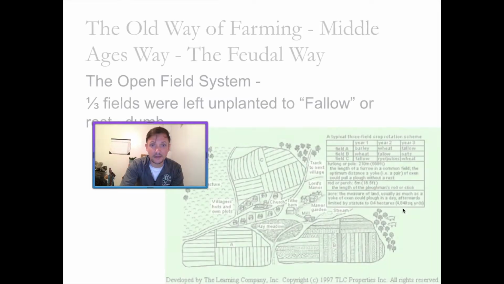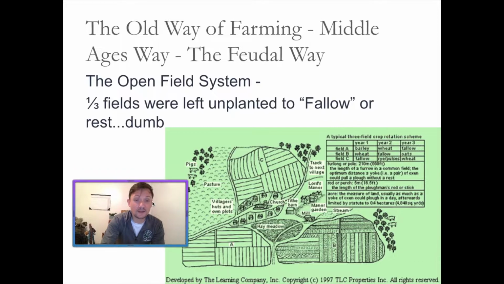All right. So anyway, if we're going to talk about the Industrial Revolution, we've got to first talk about the old way of farming, the Middle Ages way, the outdated way, right? So this system that they used to use back in the Middle Ages would be considered wildly inefficient now, right? So the old way of farming, the feudal way of farming, was using this thing known as the open field system, right? So you remember the manor system?